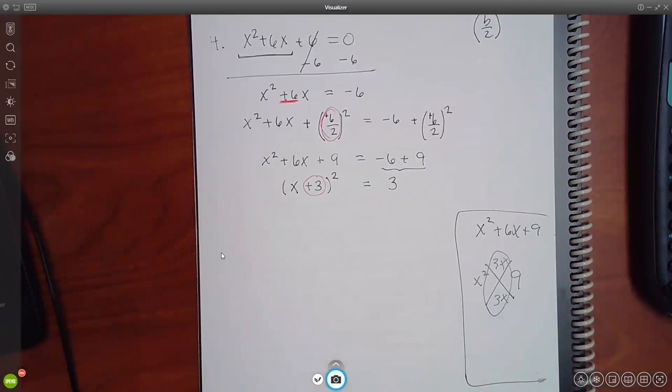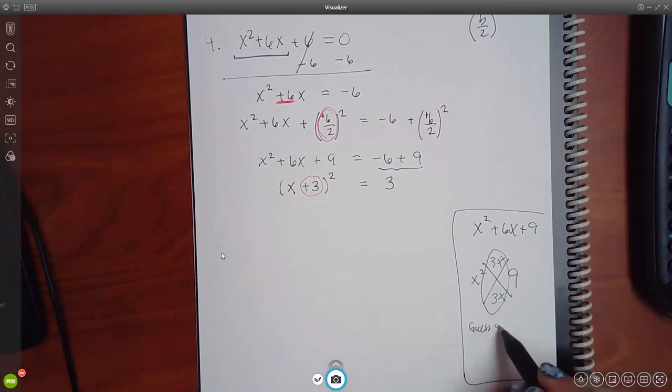Then there's the AC method, which is the one that I taught you. There's also guess and check. And there's nothing wrong with guessing and checking, but make sure that you're telling me I'm guessing and checking. So you can just say guess and check. And then how do you come up with your factors?